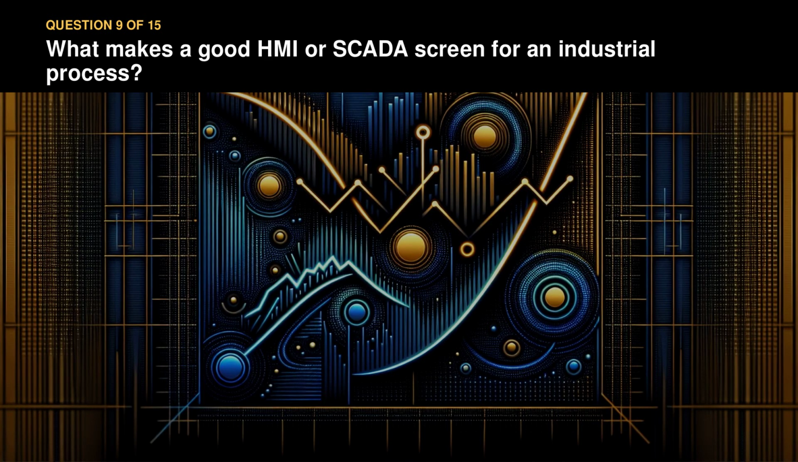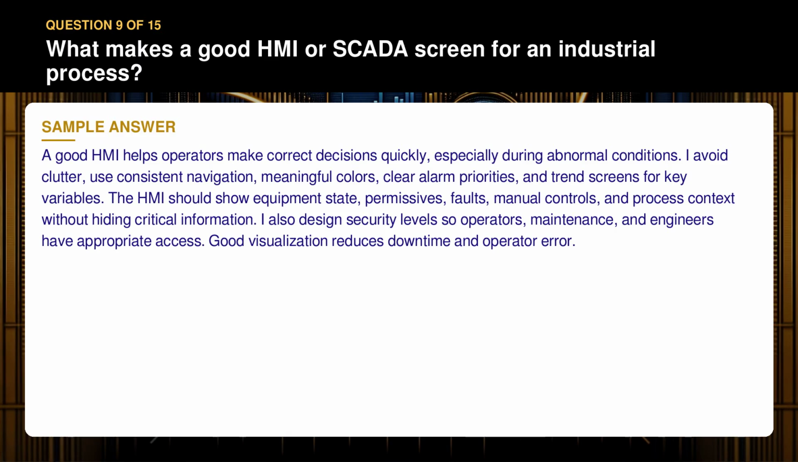Question 9. What makes a good HMI or SCADA screen for an industrial process? A good HMI helps operators make correct decisions quickly, especially during abnormal conditions. I avoid clutter, use consistent navigation, meaningful colors, clear alarm priorities, and trend screens for key variables.